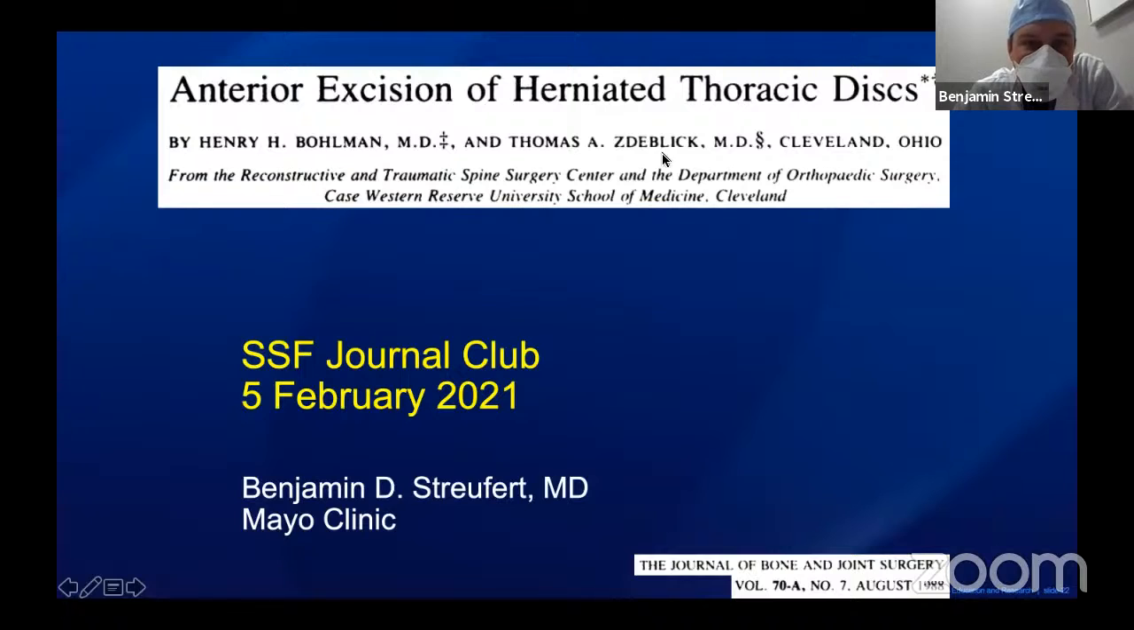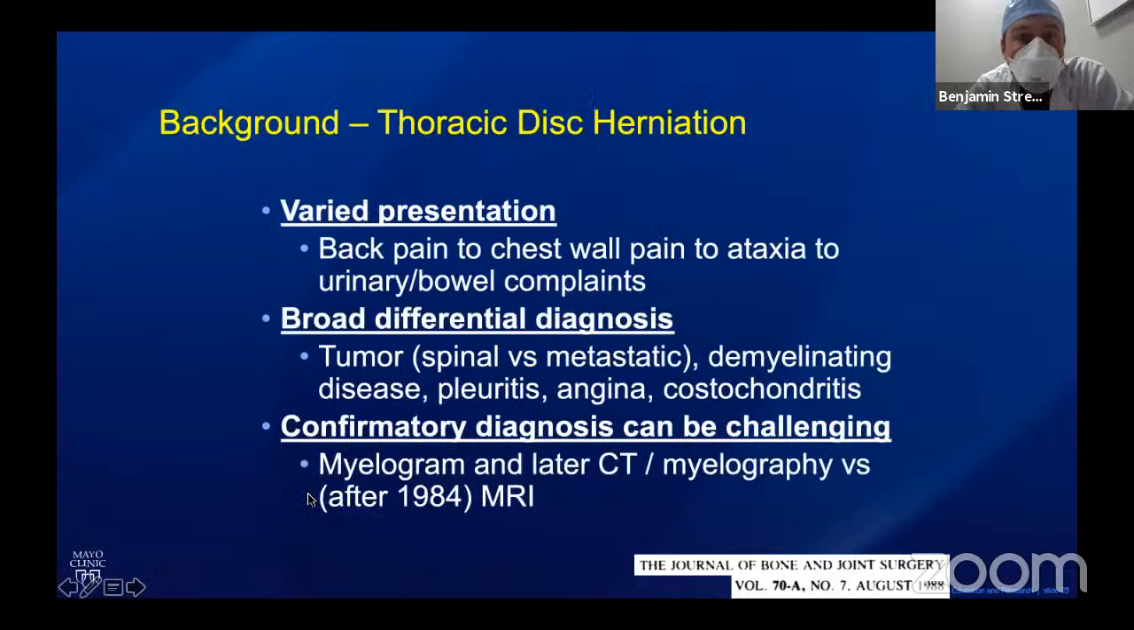All right. So the second article that I'll be presenting this morning is the anterior excision of herniated thoracic discs, Dr. Bohlman and Zdebelick paper from a few decades ago. So again, the background is very similar to our previous paper on thoracic disc herniation causing myelopathy, as has been stressed already. The varied presentation of these patients makes it exceptionally challenging to not only diagnose but treat.